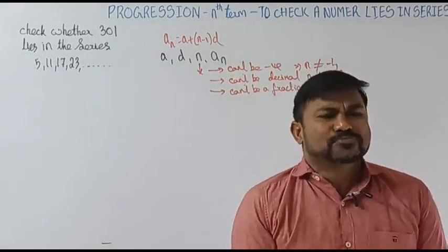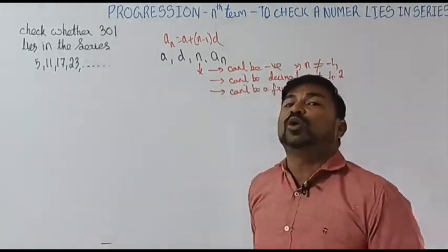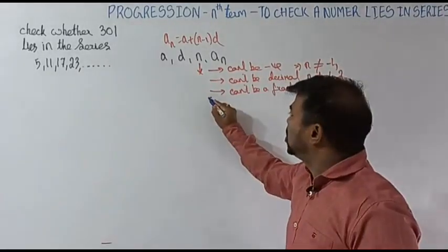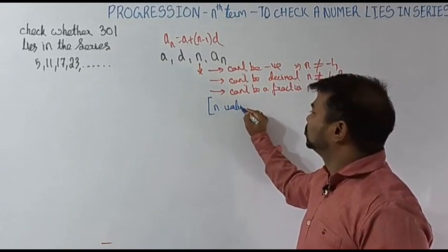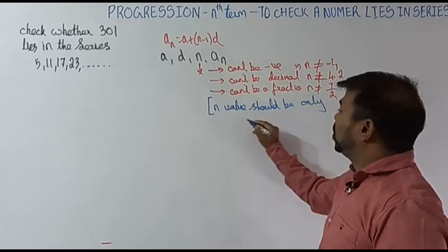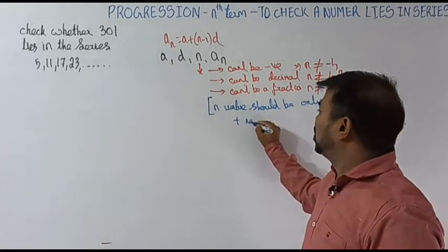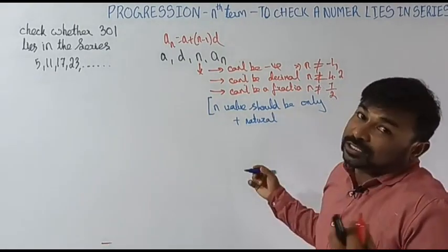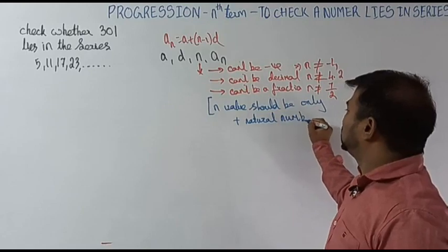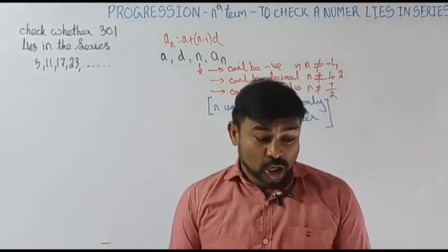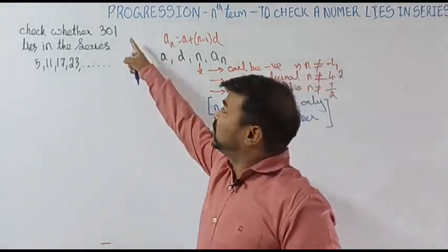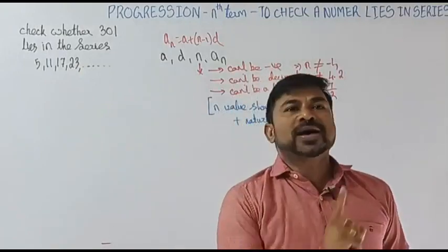That's the logic we have to follow. What do you mean by that? N value should always be a positive natural number, or positive integer. This is the logic you have to remember. Is it clear? So if you find the value of n as only a positive integer, yes, the number 301 lies in this series. Otherwise, no, it doesn't lie.